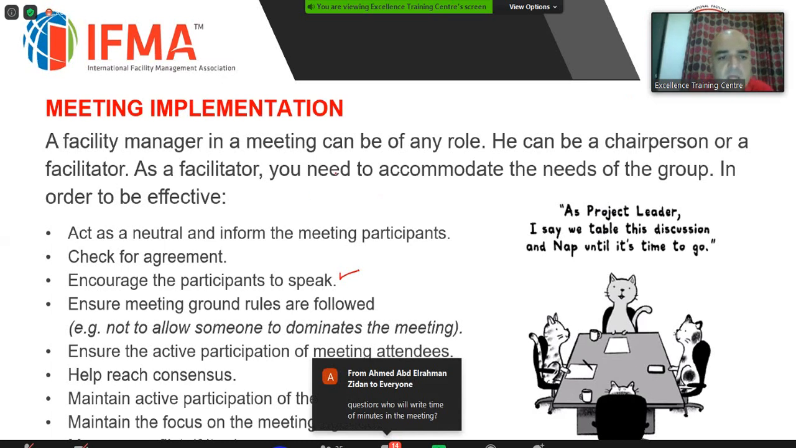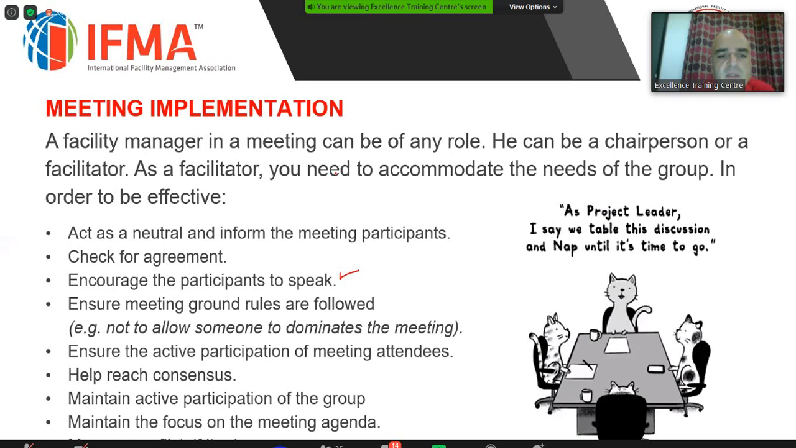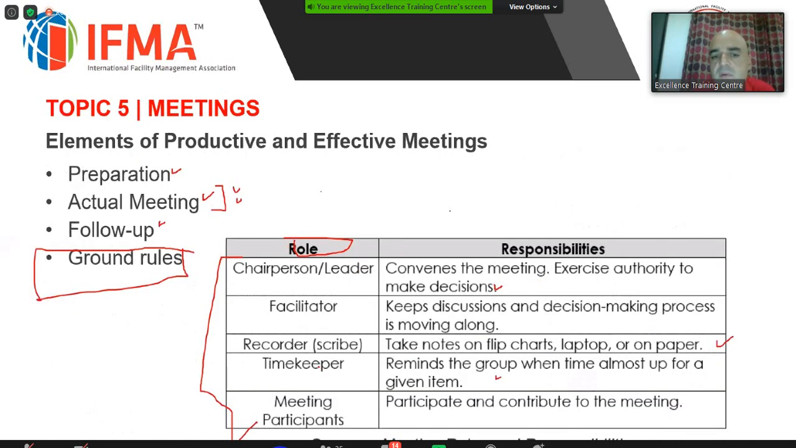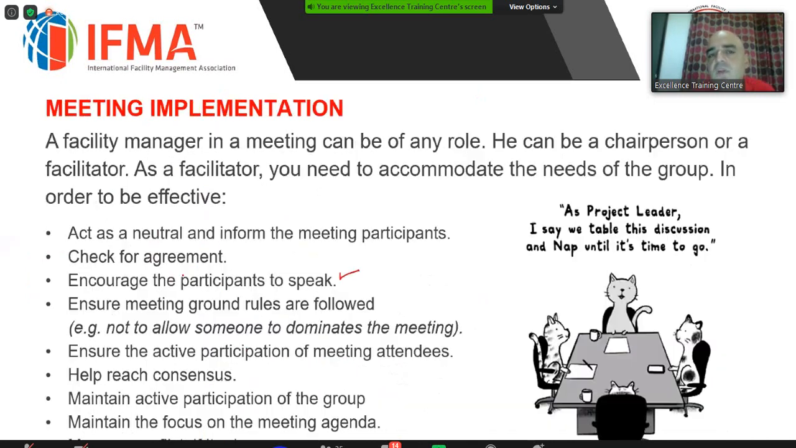Who will write the minutes of meeting? As I said, it's in the definition, it's the scribe. The timekeeper, the recorder, the scribe would write the minutes of meeting. The facility manager can be the scribe. So all these roles can be one person, or they can be more than one person. So sometimes we nominate someone to write the minutes of the meeting.